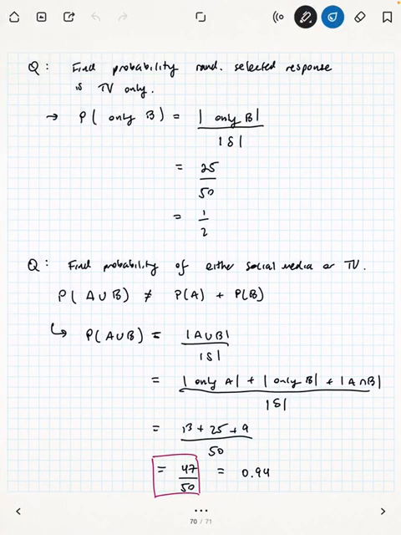So now we can determine some probabilities of these different events. First question, let's find the probability that a randomly selected response is TV only. In other words, probabilistically, we're trying to find the probability of the only B set. So if we can find the number of elements in only B, take that as a proportion of the number of total elements, that gives us the probability. So that's 25 out of 50, which gives us 1/2.